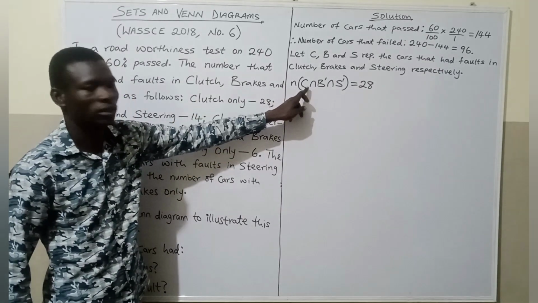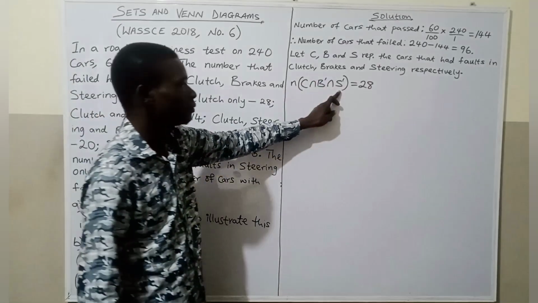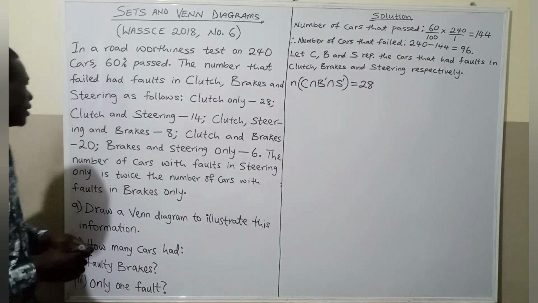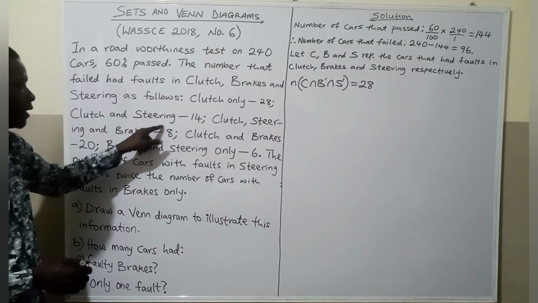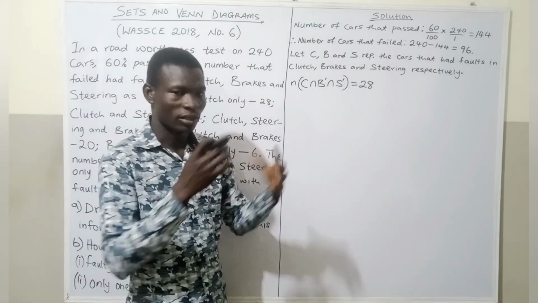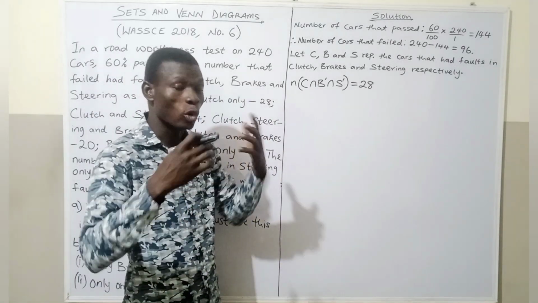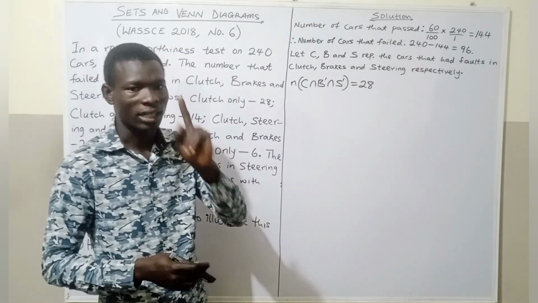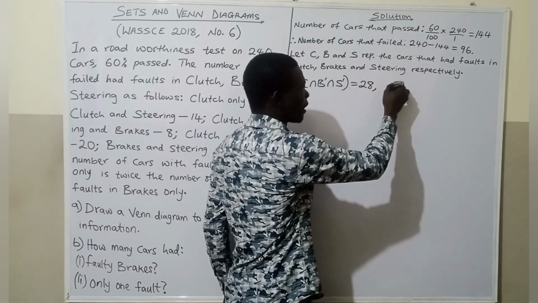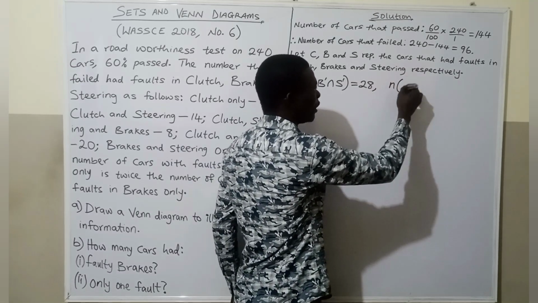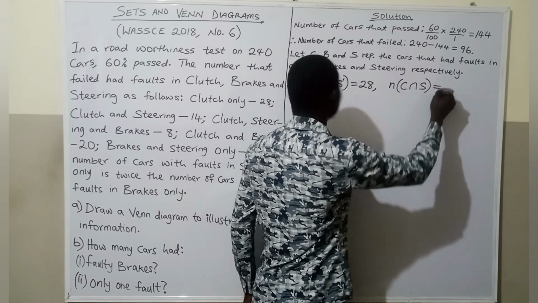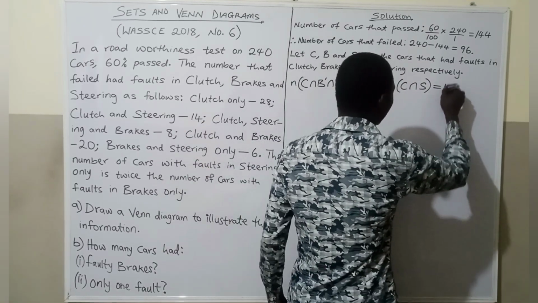So clutch only is clutch intersection brake prime intersection steering prime, and that equals 28. The next one is clutch and steering. 14 cars had faults in clutch and steering, and I said to you, this clutch and steering does not involve only. So when they say clutch and steering, what is the representation? The number of cars that had faults in clutch and steering, that's clutch intersection steering, and that's going to be 14 according to what we have there.